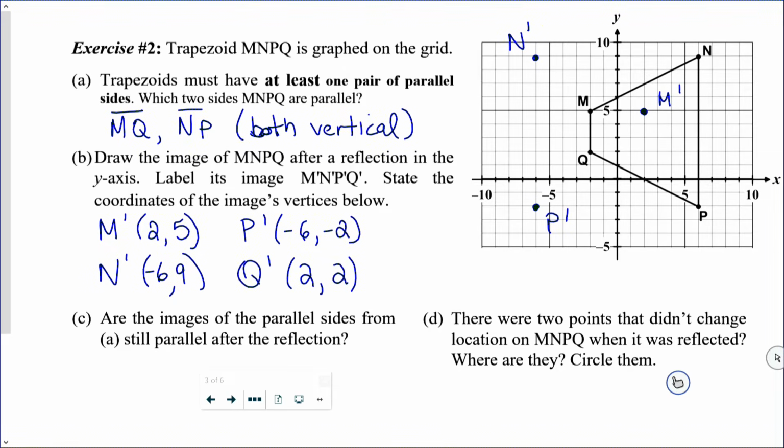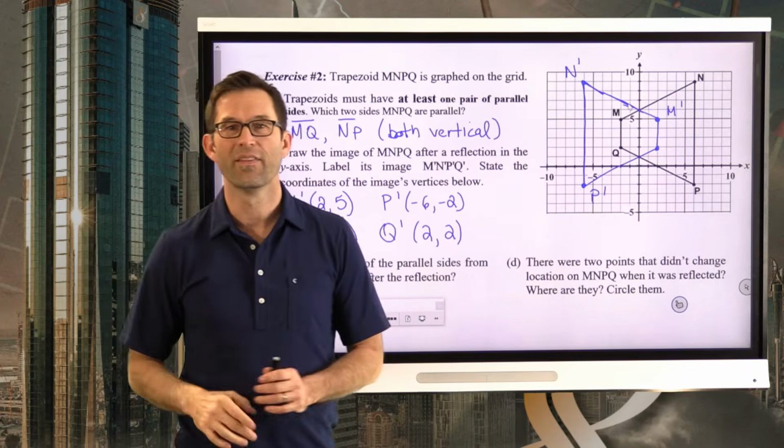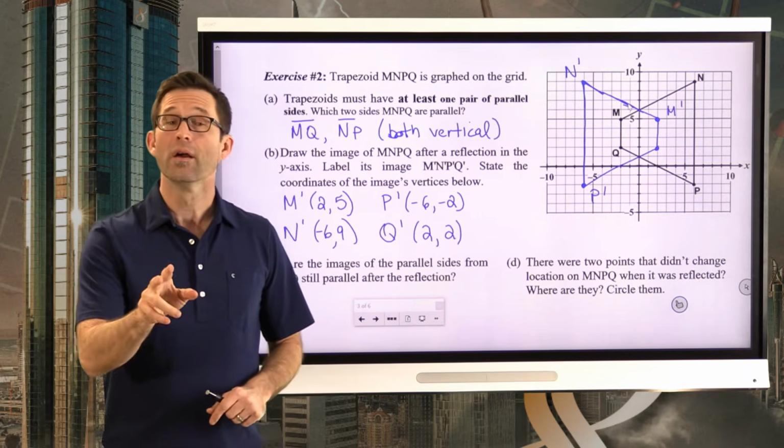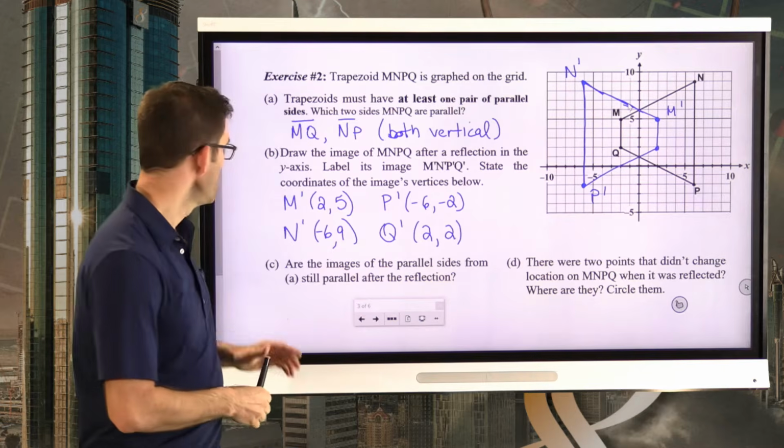Positive 2, positive 2. Now, I want to connect those with straight line segments to finish off my image. And a nice dead spot right there. All right, and I've got that trapezoid. Couple follow-up questions. Let's take a look.